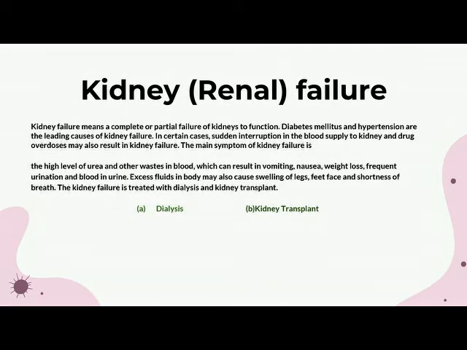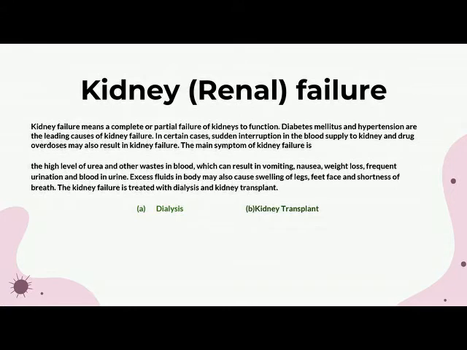Kidney failure. Kidney failure means a complete or partial failure of the kidney to function. Diabetes mellitus and hypertension, which is known as high blood pressure, are the leading causes of kidney failure. In certain cases, sudden interruption in blood supply to the kidney and drug overdose may also result in kidney failure. So in kidney failure, the kidney may stop working completely or partially. There are many reasons: diabetes mellitus, hypertension, sudden interruption in blood supply or drug overdose. This can cause kidney failure.